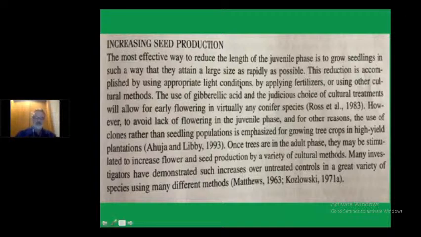Then you can mess with the light conditions. You can use reflective mulch underneath. You can use artificial light. You can apply fertilizers or other cultural methods. You can use hormones, gibberellic acid, and cultural treatments, removing weed competition. All this kind of stuff will allow for early flowering in most woody species. Do you see what this sets up for us?